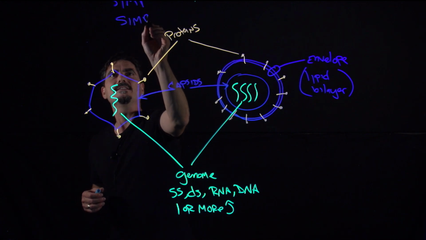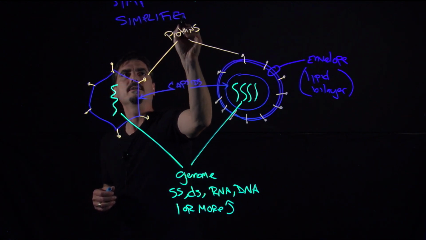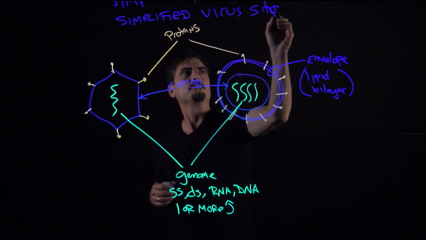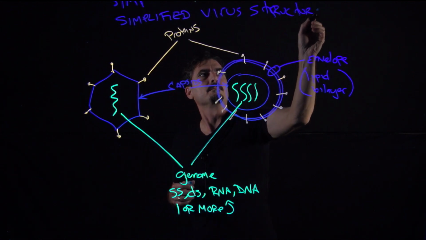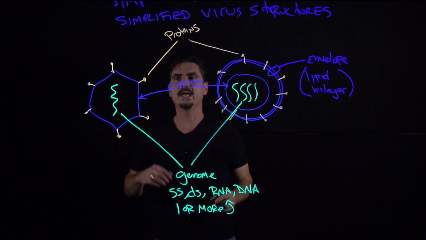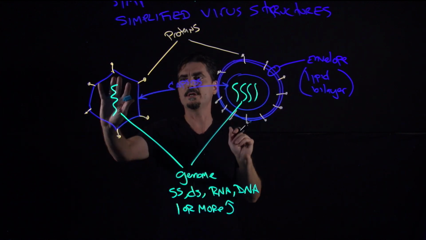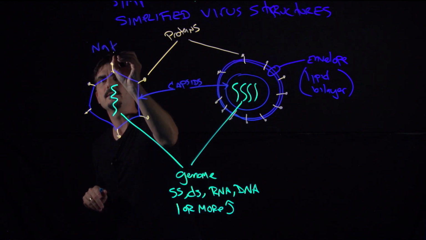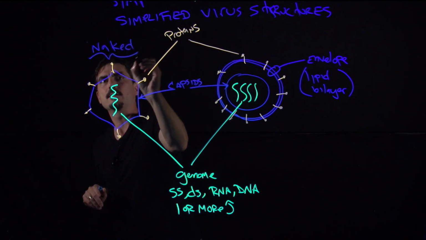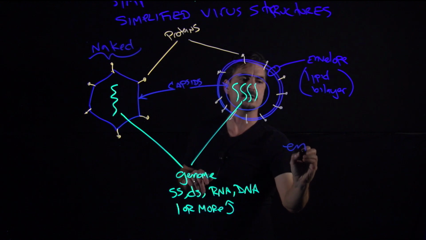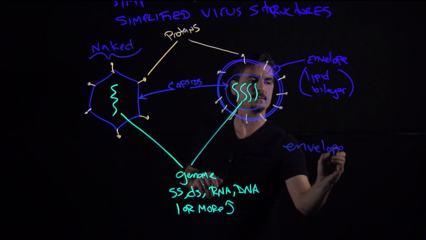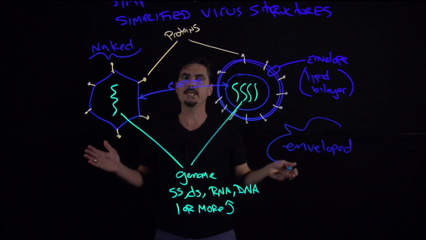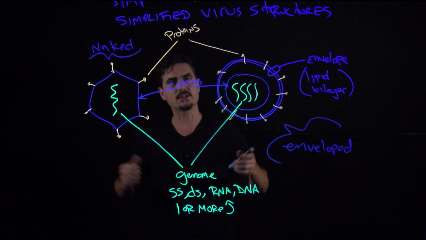And so overall, what we're looking at is simplified virus structures. And which is naked, this one, A or B? That's right. So this is naked. And this is enveloped. And so that's all we need to know about general virus structure at this point.